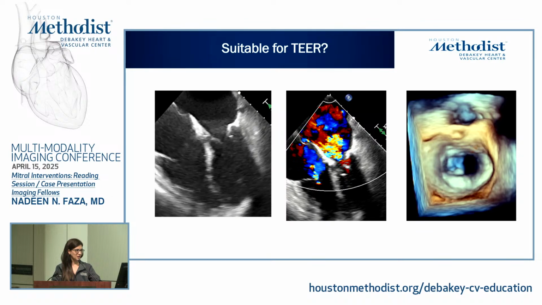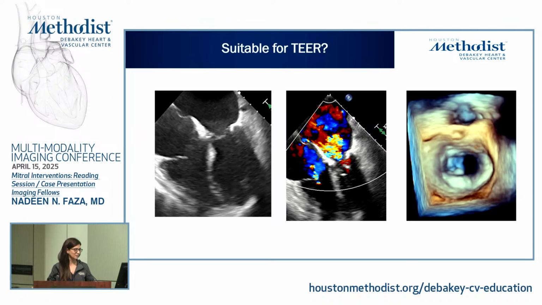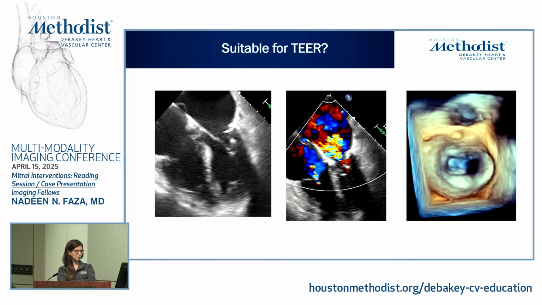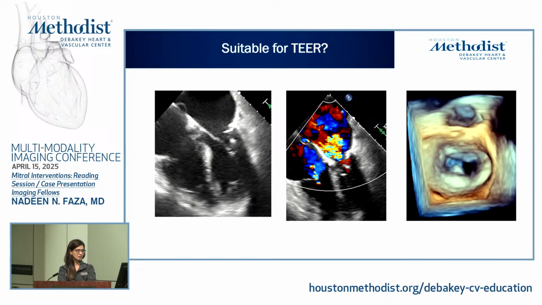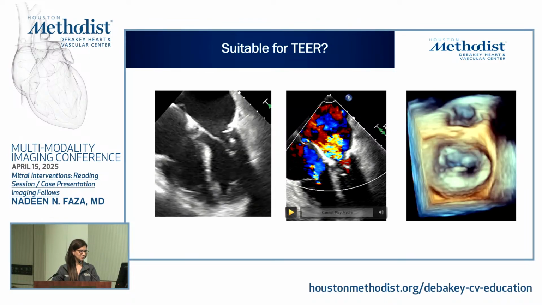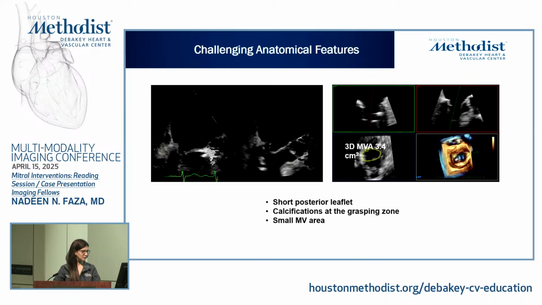For the sake of time, I'm just going to show a couple of more cases. So based on everything we've learned today, look at this case. So this is a patient, again, with a posterior flail. You see that there's mitral annular calcification, there's calcification of the subvalvular apparatus, significant mitral regurgitation. This is not playing. This is not showing well.